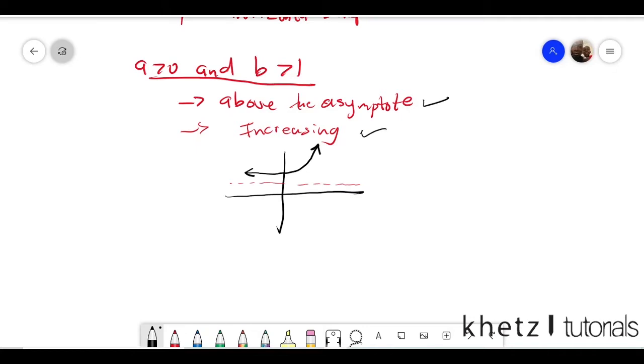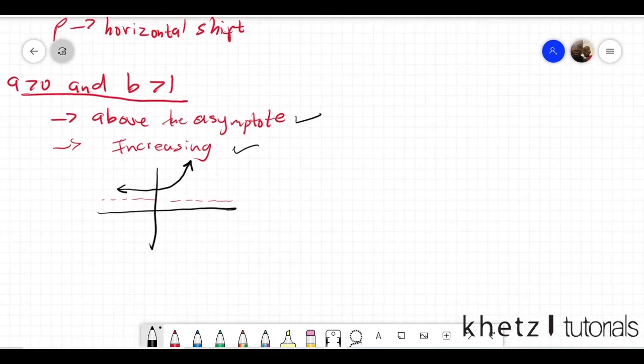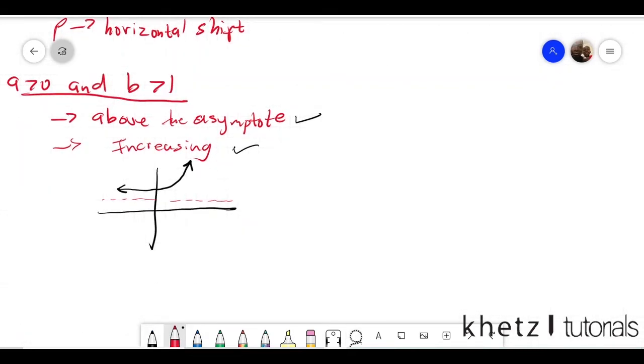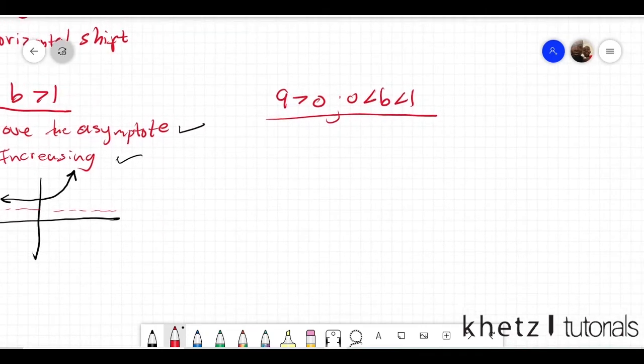So if you have something like this, this is associated with a which is greater than 0 and b which is greater than 1. Moving on to another case where you have a greater than 0, but now your b is between 0 and 1.